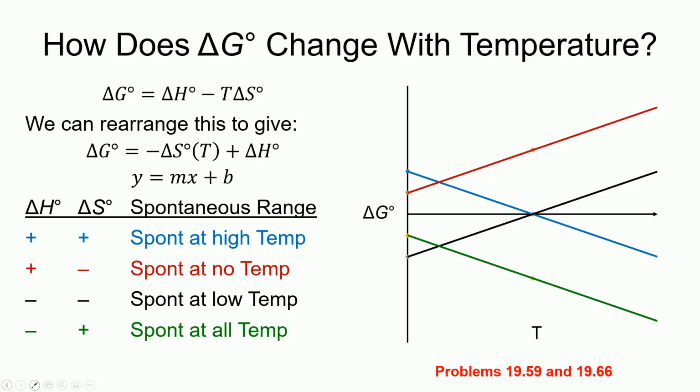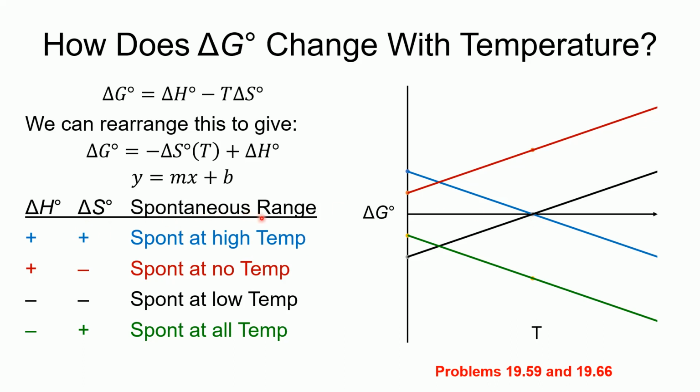So positive, positive, it's the blue line. And we want to see at what temperature it crosses over this x-axis. Well, it will cross over that x-axis at the point where delta G is equal to 0. And when delta G is equal to 0, that's where it will be in equilibrium. So it crosses the x-axis where delta G is equal to 0.